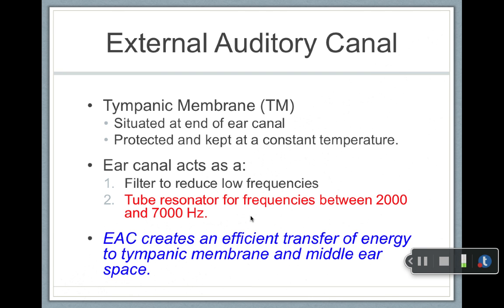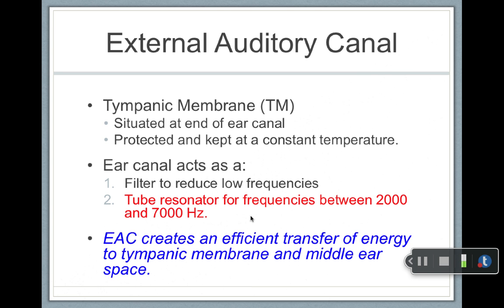Okay, so your external auditory canal terminates at the tympanic membrane. The end of the external auditory canal is the tympanic membrane, and it's kept protected and at a constant temperature. Just like the pinna, the ear canal acts as a filter to reduce low-frequency sounds, and a resonator, so an amplifier, if you remember that from hearing science, between 2,000 and 7,000 hertz. And what important things happen between 2,000 and 7,000 hertz? Our speech sounds. So the ear canal is an efficient transfer of energy from the outside to the tympanic membrane and the middle ear space.